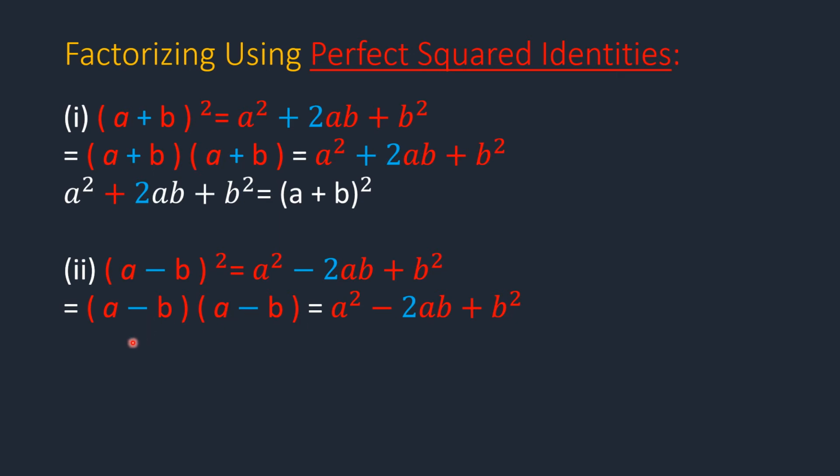If we are given an algebra expression in the form a squared minus 2ab plus b squared, then we can directly write its factors. First, take the square root of a squared, which is a, take the square root of b squared, which is b, write the sign of the middle term, which is minus, and write the square of the whole bracket. So these are the two same factors of this algebra expression.